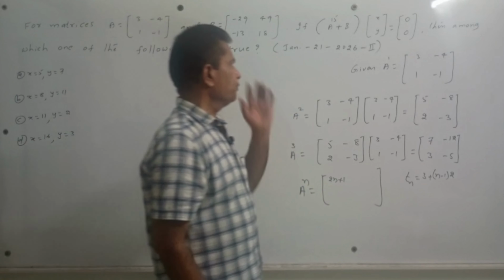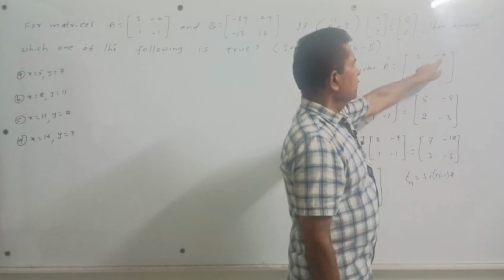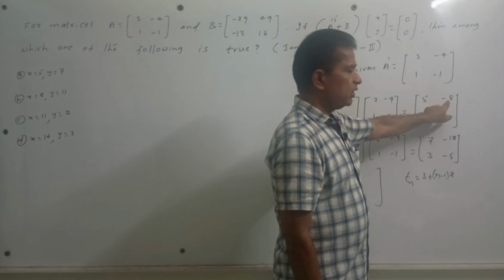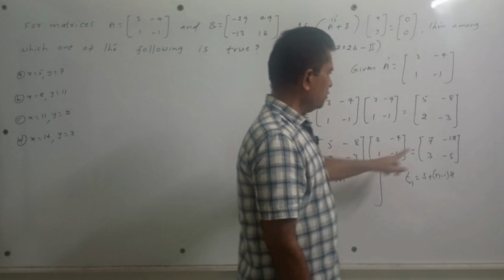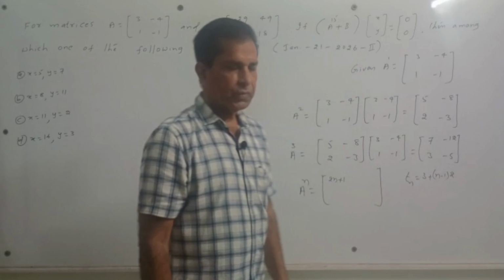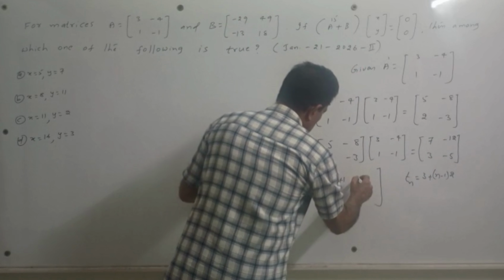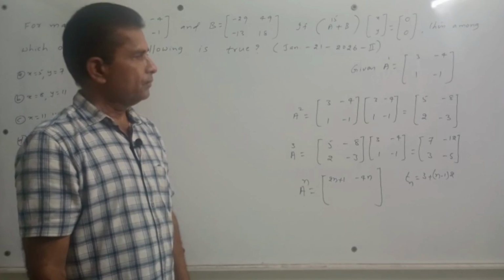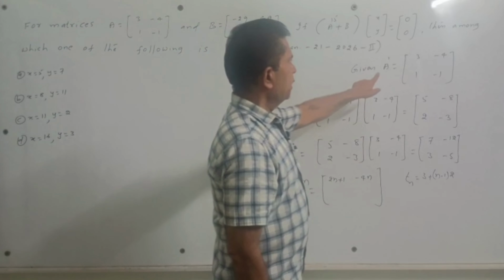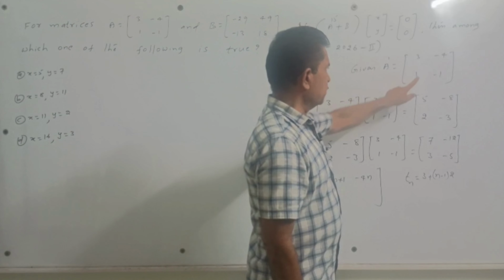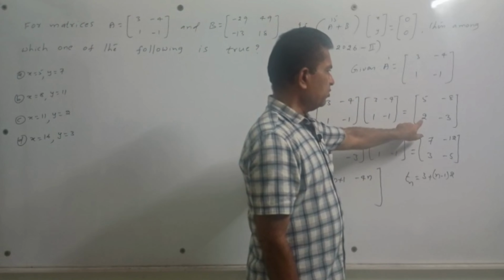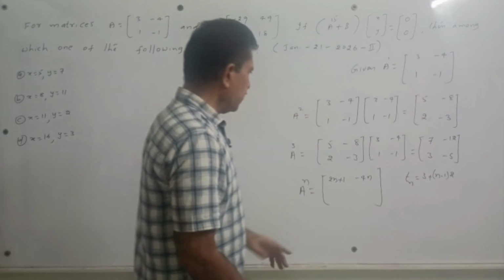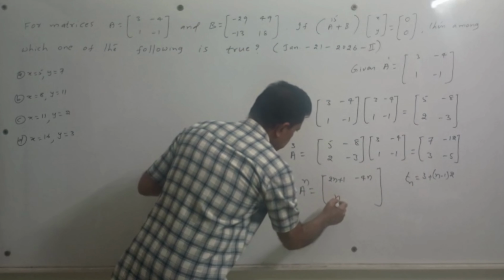See the next element. In A to the power of 1, this element is minus 4 into 1. In A square, this element is minus 4 into 2. In A cube, this element is minus 4 into 3. Therefore, in A to the power of n, I can say it is minus 4 into n. That element was generalized. See the next element. In A to the power of 1, this element is 1. In A square, this element is 2. In A cube, this element is 3. Therefore, in A to the power of n, this element becomes n itself.